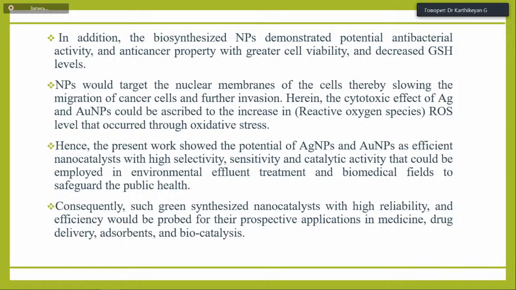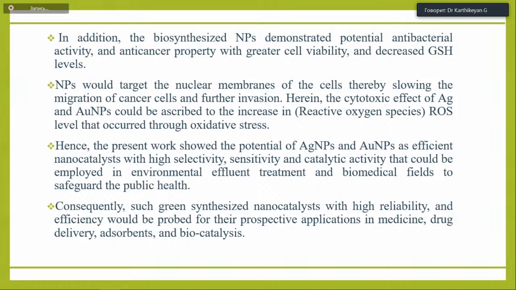Coming to the biological properties, the nanoparticles showed potential for antibacterial and anti-cancer activity, with greater cell viability and GSH levels. In addition, antioxidant radical scavenging properties were also proposed, and the main mechanism would be targeting and destroying the nuclear membranes of the cancer cells, thereby slowing their migration and further invasion. Here is the cytotoxic effect of the fabricated nanoparticles, with increased avoidance levels observed in the test.